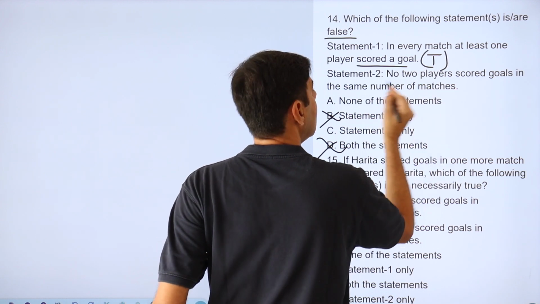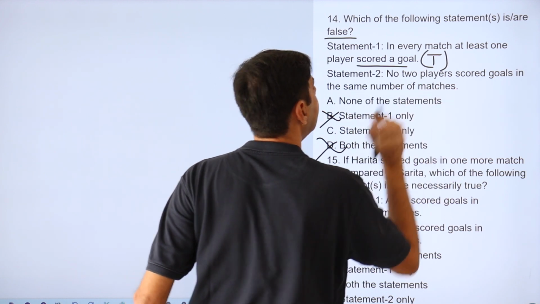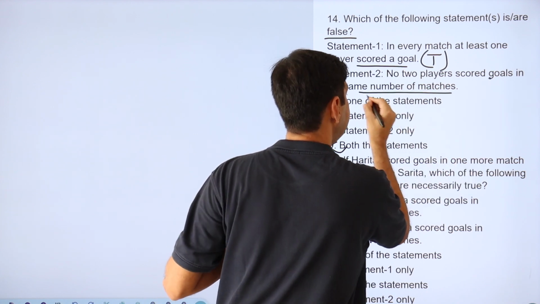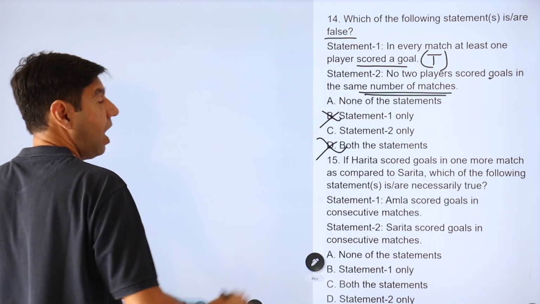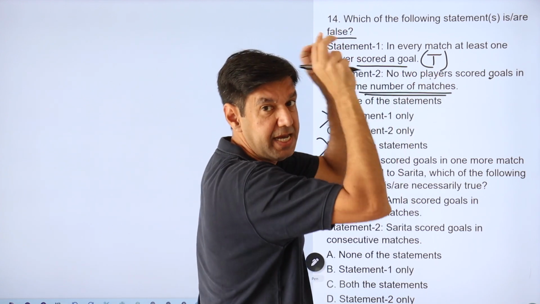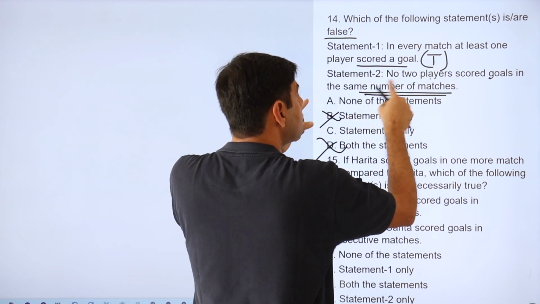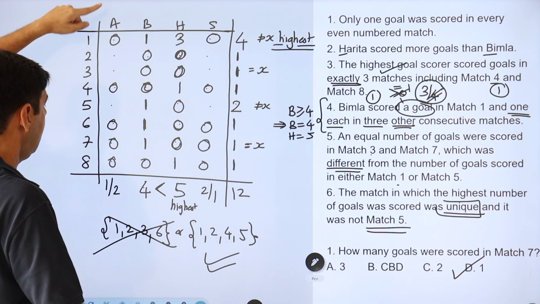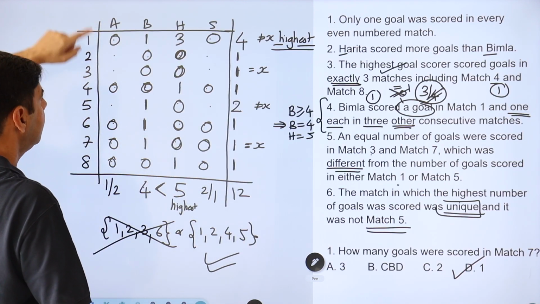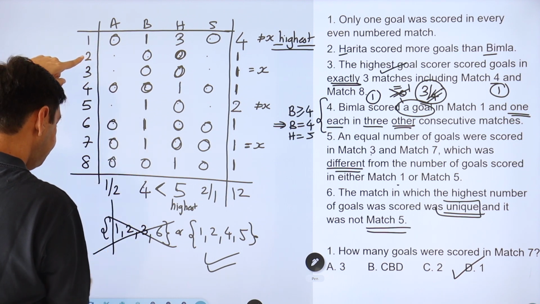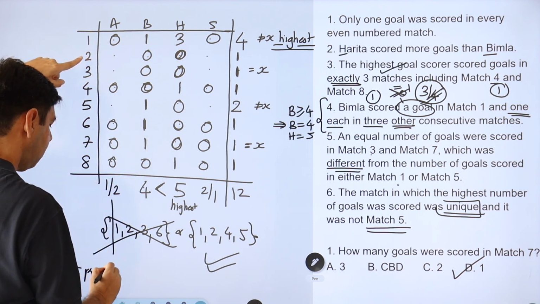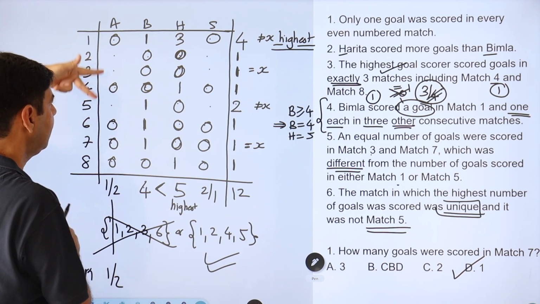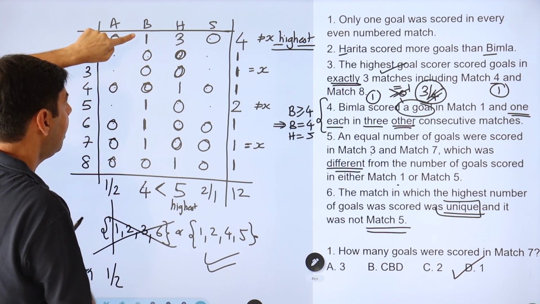No two players scored goals in the same number of matches. Now be careful. It's talking about the number of matches in which they scored goals. So for players, how do you read it? No two players. In your mind, take names A and B. They scored goals in a different number of matches. So let's see the number of matches. This one could be either 1 or 2, depending upon whether I get a 2 or a 1. They'll be in different matches. They can't be in the same.